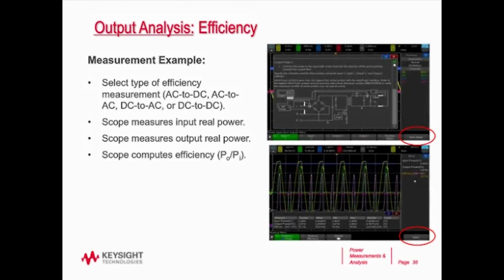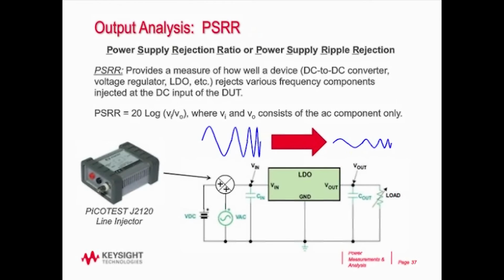Input real power divided by, let me back that up. Output real power divided by input real power, and then it's measured in percent. Now, the last measurement we're going to talk about here today is power supply rejection ratio, often termed PSRR. Now, this is a measurement you don't typically think can be measured on an oscilloscope.